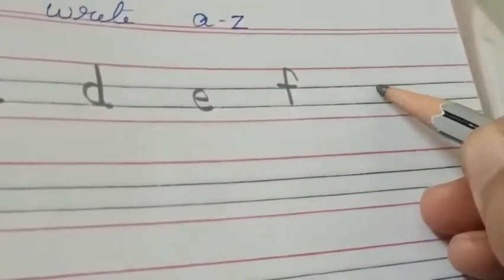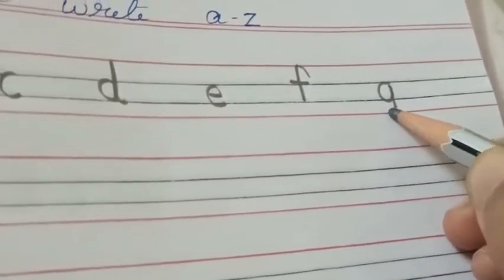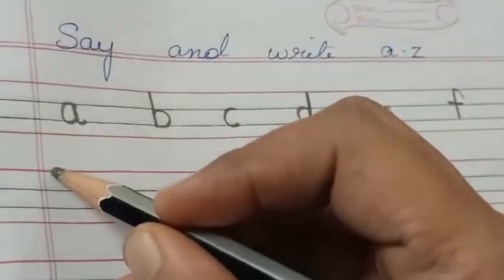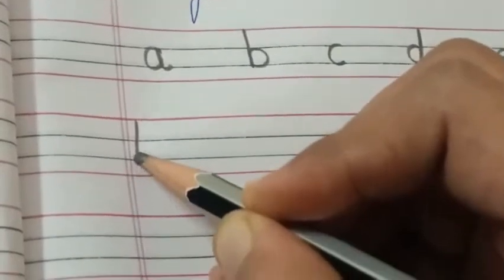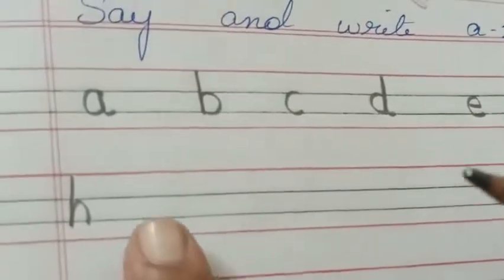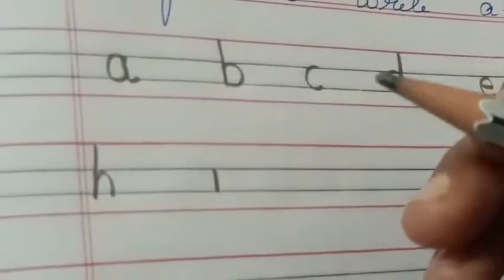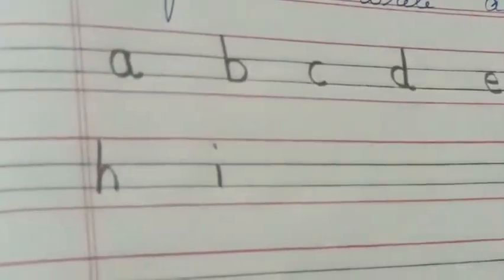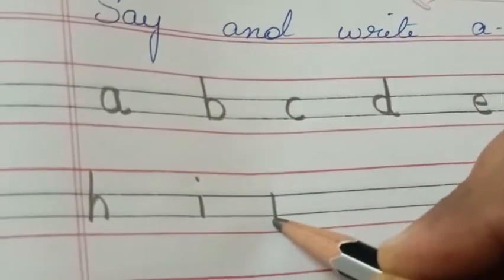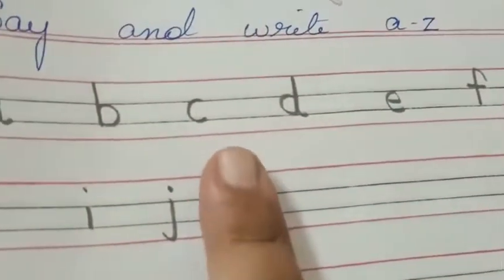Now comes G. Left curve, go up, draw a standing line, then a hook. G. After G, H. Standing line from red line and then a down curve. H. Give one finger space. We'll be writing I. Small i. Small standing line and a dot. Now comes J. Standing line, hook and a dot. J. Give one finger space.